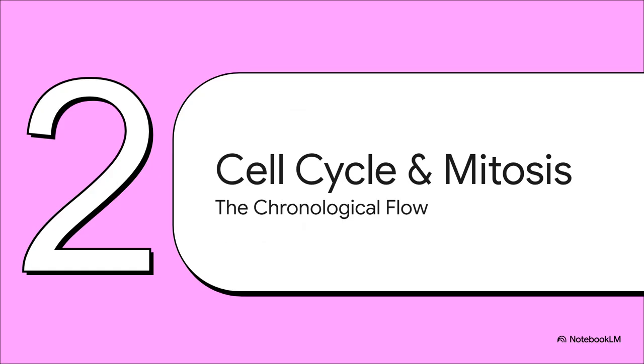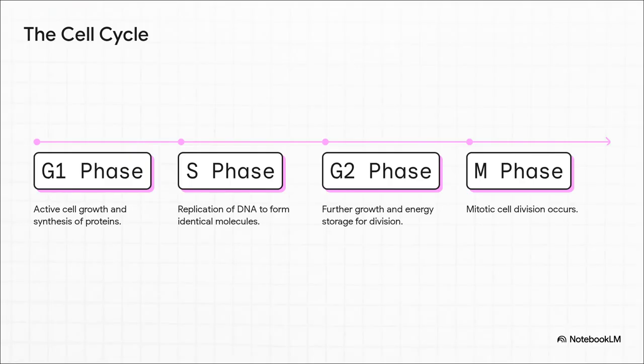Moving on to Section 2, Cell Cycle and Mitosis, the chronological flow. Let's map out the orderly sequence of standard cell growth by looking at the timeline of the cell cycle. A really massive takeaway for you here is that cell division itself is actually just a tiny, tiny fraction of a cell's life. The vast majority of its time, we're talking about 90%, is spent in what's called interphase. Interphase is broken down into G1 for active growth, S phase, which is super important because that's where DNA replication occurs to double the genetic material, and then G2 for further energy storage and synthesizing organelles. Only after all that intense prep work is finished does the cell finally enter the M phase, or mitotic division.